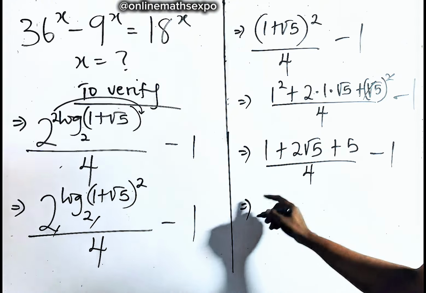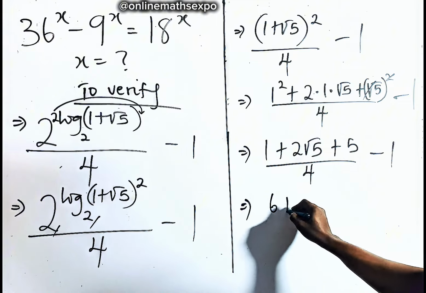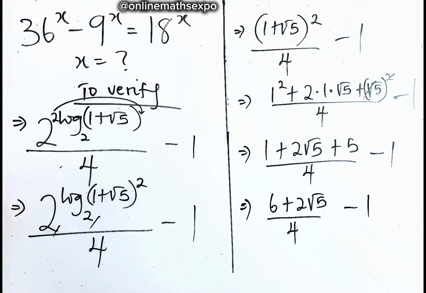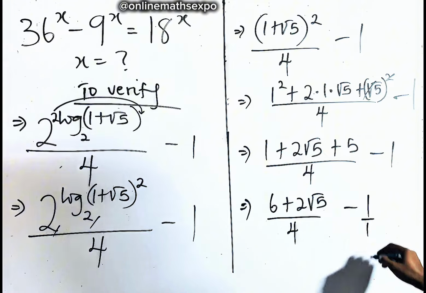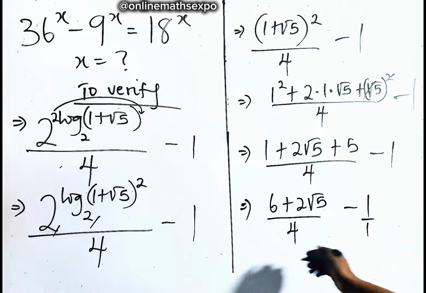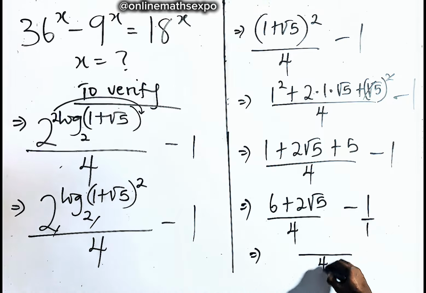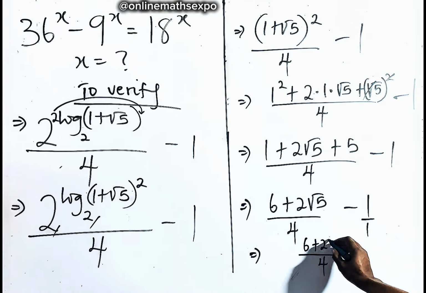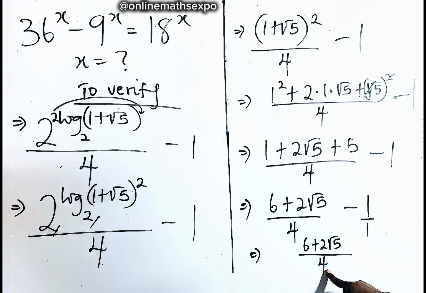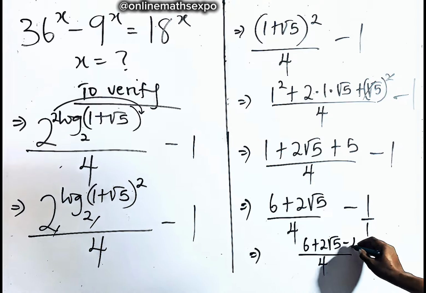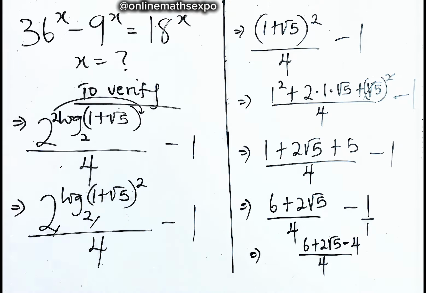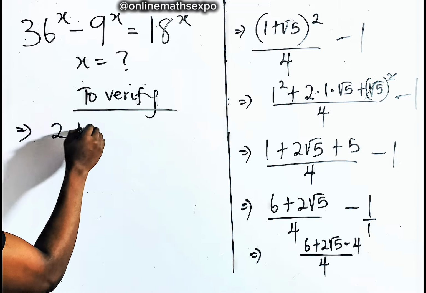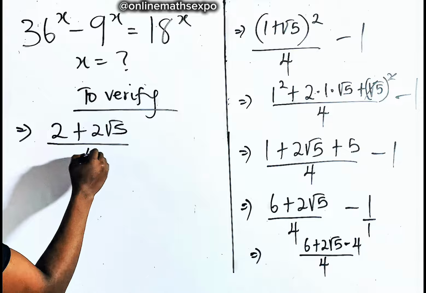So from here we now have 1 add 5 gives us 6 plus 2 root 5 divided by 4, minus 1. Turn this to a fraction, you divide by 1. So the common denominator here is 4. So we have 4 divided by itself is 1. Use that 1 to multiply this, you have 6 plus 2 root 5. 1 divided by this 4 is 4. Use 4 to multiply this, you have negative 4. Simplify more. So we now have 6 take away 4 gives us 2, plus 2 root 5, divided by 4.